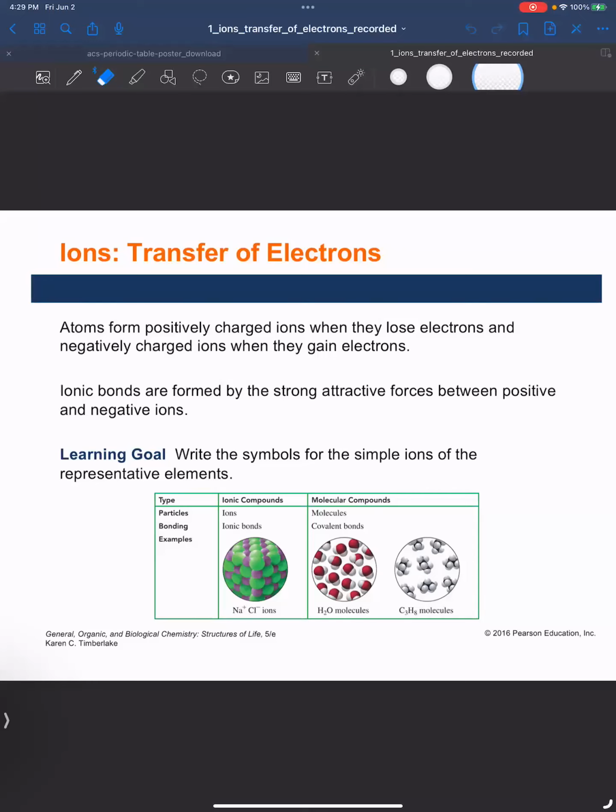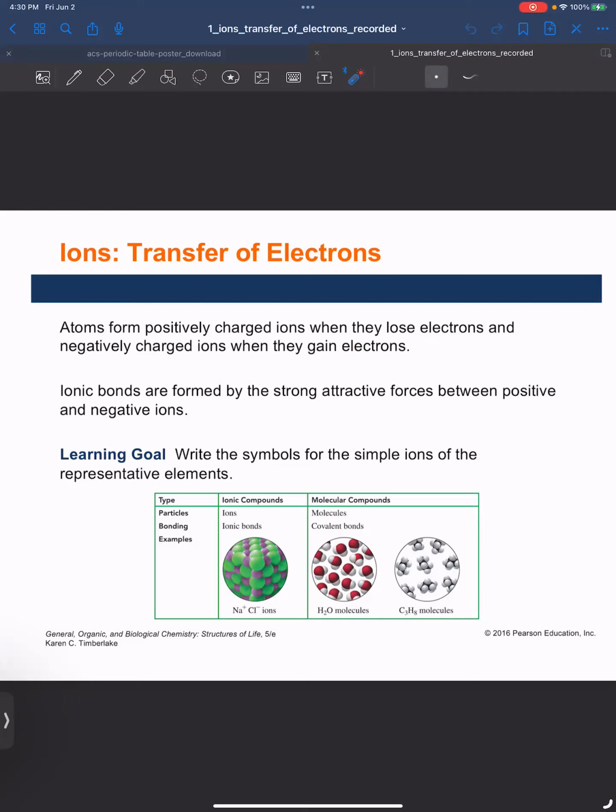Hi everyone, welcome back. The learning goal for this video is to be able to write the symbols for the simple ions of representative elements. And so what do we mean by ions? Well, ions involve a transfer of electrons, and atoms will form positively charged ions when they lose electrons, and negatively charged ions when they gain electrons.